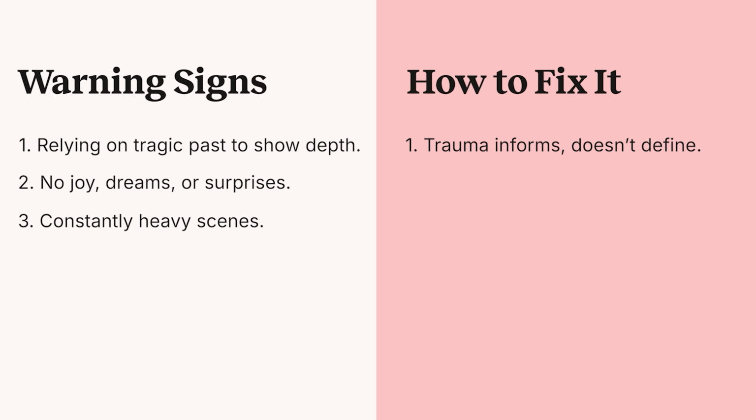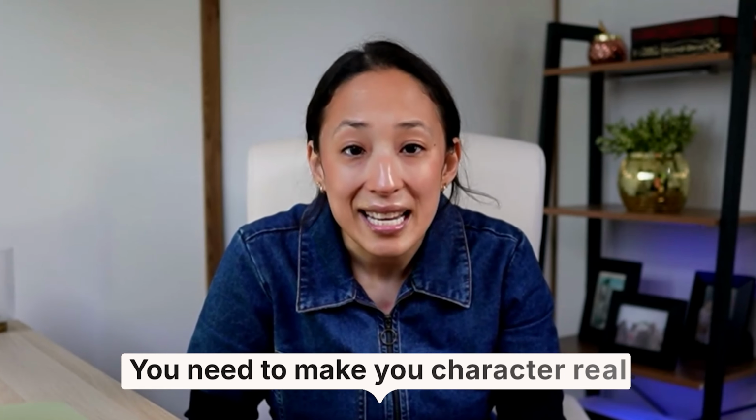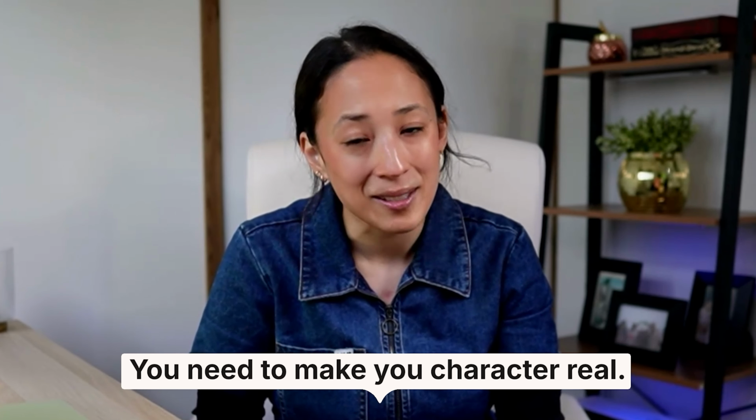Let the character's trauma inform her, but not define her. Do this by showing how she copes, adapts, and reclaims joy. Be sure to write scenes where your character experiences a wide range of emotions, not just sadness. There is no formula for the perfect female character. There is one rule: you need to make her human, and humans are real.